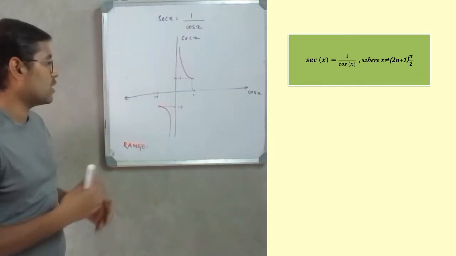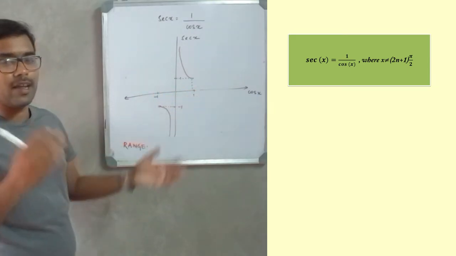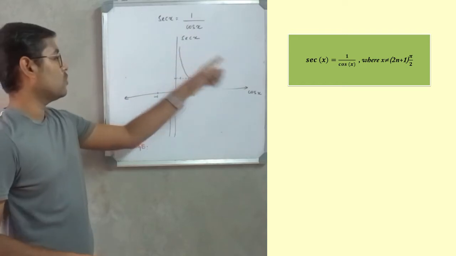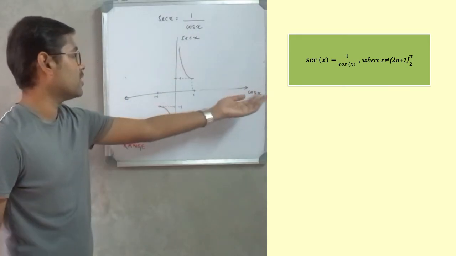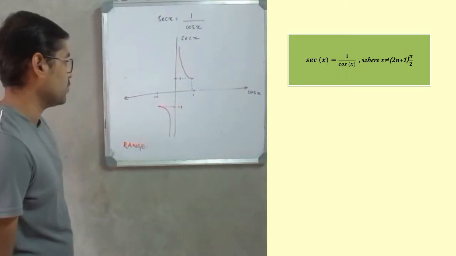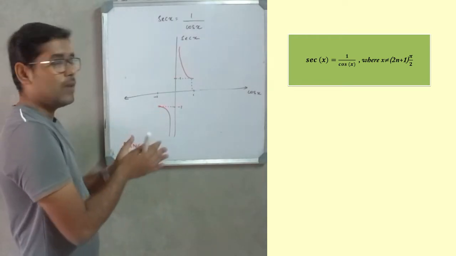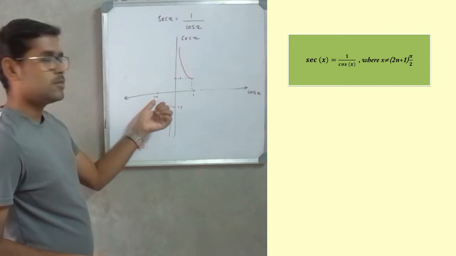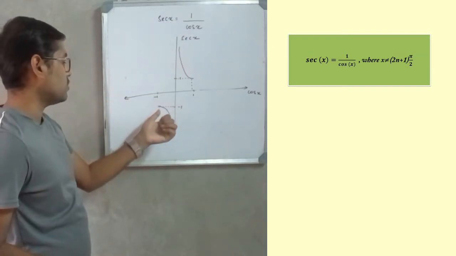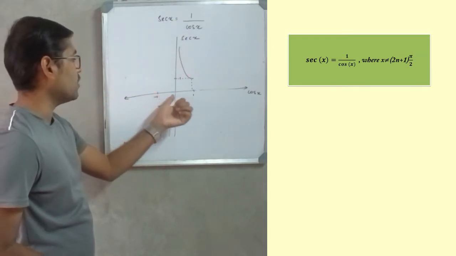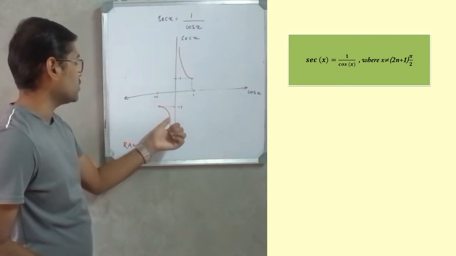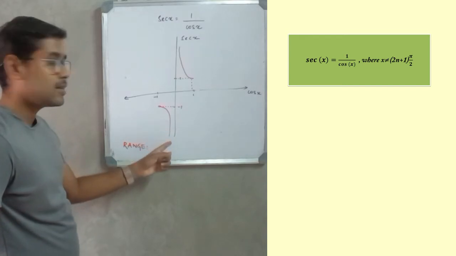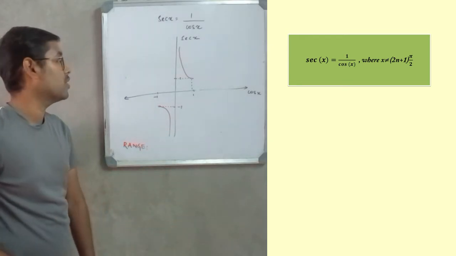To find the range of sec x, we will make use of this diagram again, as we did in the case of cosec x. Here we have the graph of sec x versus cos x. Cos x is taken on the x axis and sec x is taken on the y axis. Now we know that the value of cos x varies from minus 1 to 1. For the value of cos x minus 1, the value of sec x is minus 1. If I decrease the value of cos x, the value of sec x becomes more negative. If I approach 0 from this side, sec x will approach negative infinity.